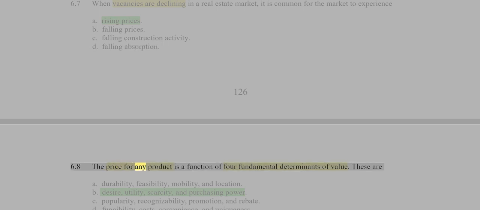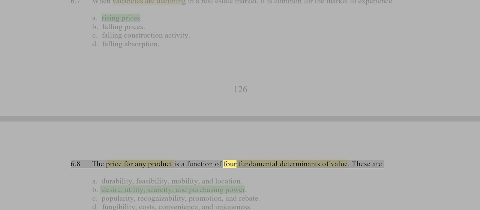6.8. The price for any product is a function of four fundamental determinants of value. These are A. durability, feasibility, mobility, and location. B. Desire, utility, scarcity, and purchasing power. C. Popularity, recognizability, promotion, and rebate. D. Fungibility, costs, convenience, and uniqueness.